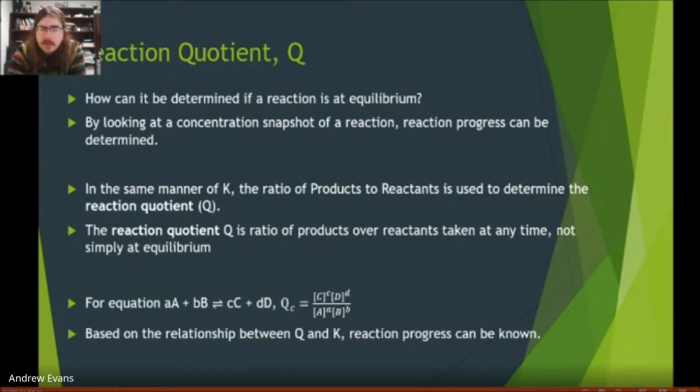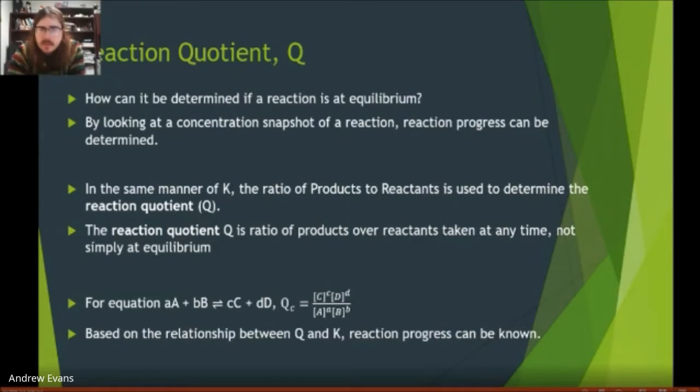K was, if you remember, the ratio of products over reactants, either in gas phase or aqueous phase. No solids, no liquids, but it's the idea that at equilibrium, the forward reaction is at the same speed as the reverse reaction, so it's essentially like on a treadmill, the reaction seems to be stopped.